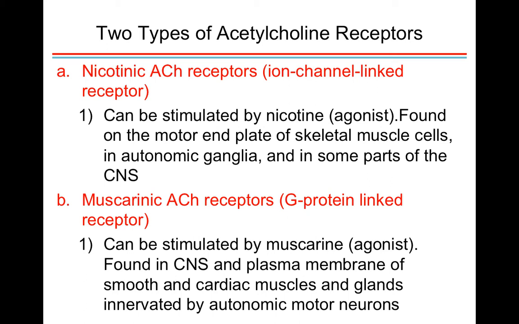The indirect acetylcholine receptors are called muscarinic, and these are G protein linked receptors. So they got the name from the chemical muscarine that can act as an agonist to stimulate this pathway in addition to acetylcholine. And this is found in the central nervous system, as well as smooth and cardiac muscles, and also glands that are regulated by the autonomic nervous system. Again, that's the kind that's happening automatically without requiring us to think about that.